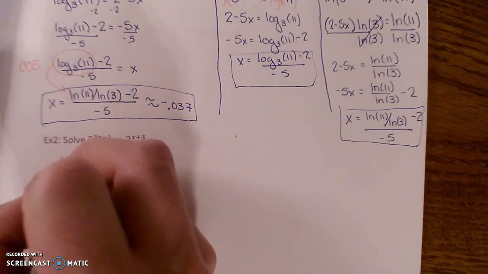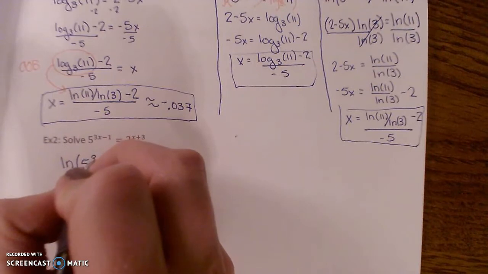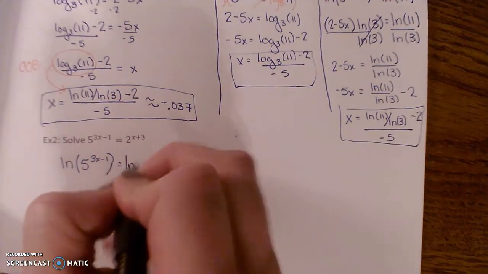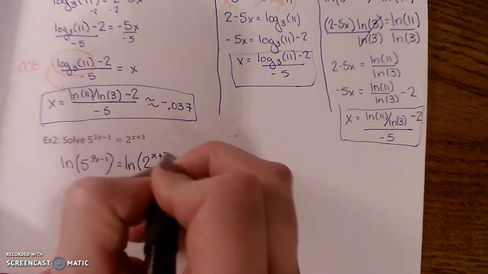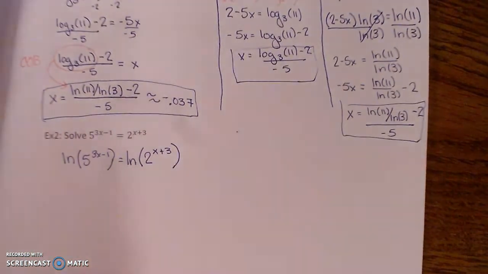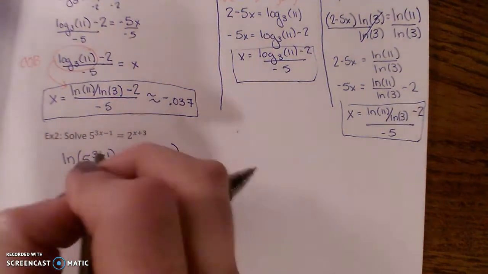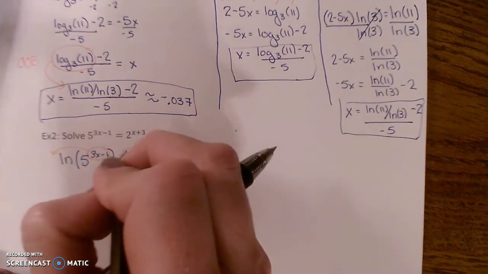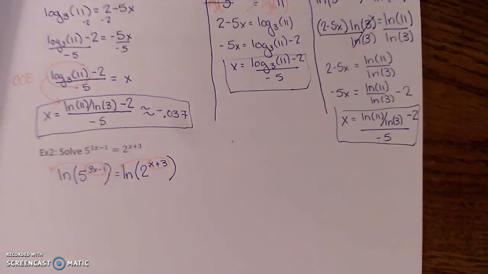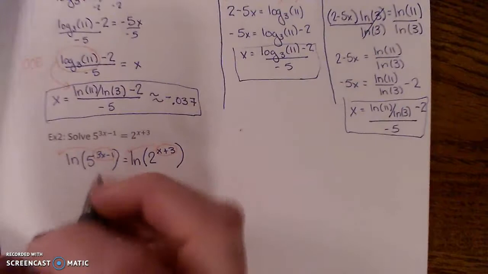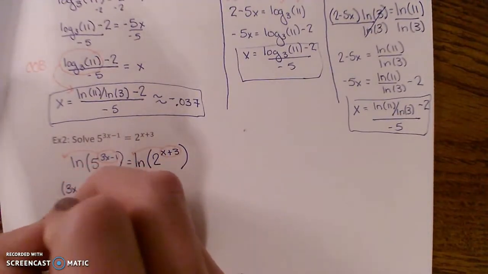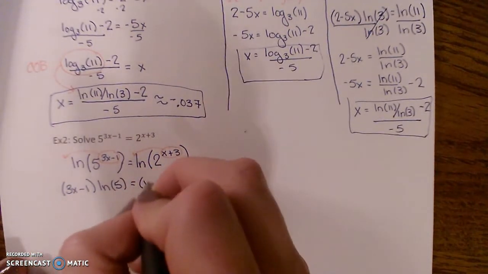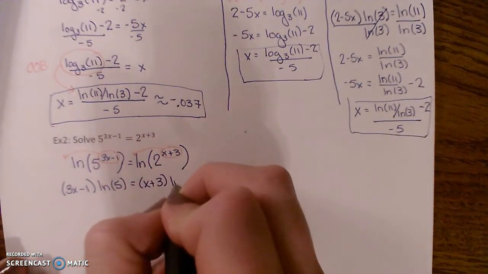So I'll say natural log of 5 to the 3x minus 1 is equal to natural log of 2 to the x plus 3. And when we do that, the exponent comes down for both of these expressions. And I'll have to make sure to put things in parentheses. I got (3x minus 1) times the natural log of 5 equals (x plus 3) times the natural log of 2.